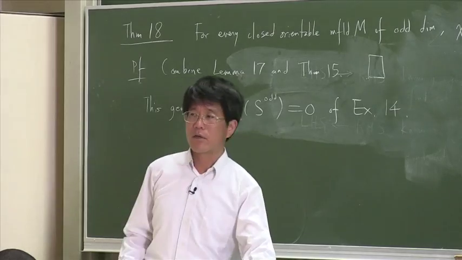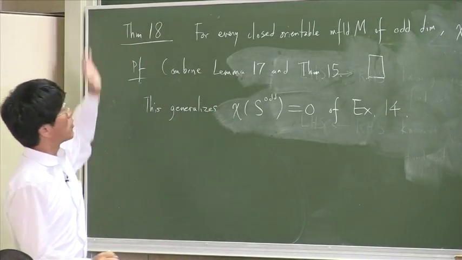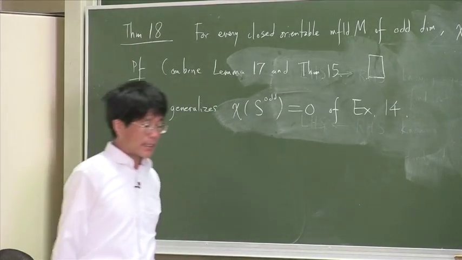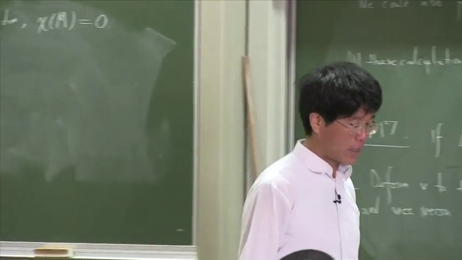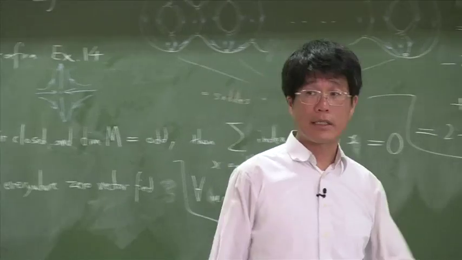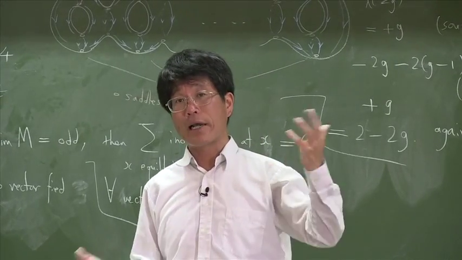There's another way to look at theorem 18, which says that the Euler characteristic of an odd-dimensional compact manifold with boundary is always zero, which is called Poincaré duality.